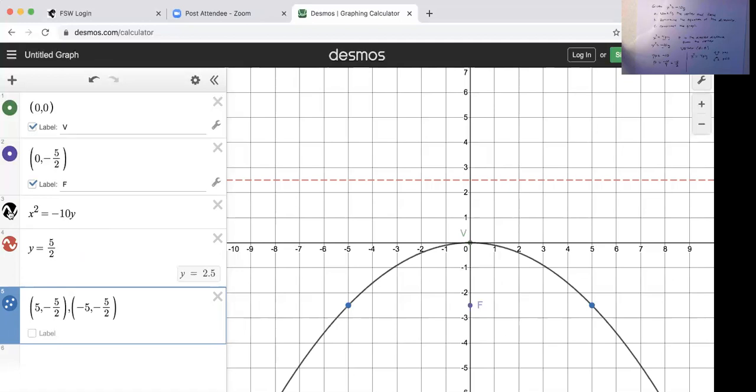So we have the vertex. What is the vertex? The vertex is 0, 0. We have the focus. What is the focus? 0, negative 5 halves. The equation of the directrix is y equals negative 5 halves. The graph, certainly Desmos gives us the graph, but it's helpful to find a couple extra points on the graph. These 2 points lie on what we call the latus rectum, to enable us to construct the graph if we were doing it by hand.